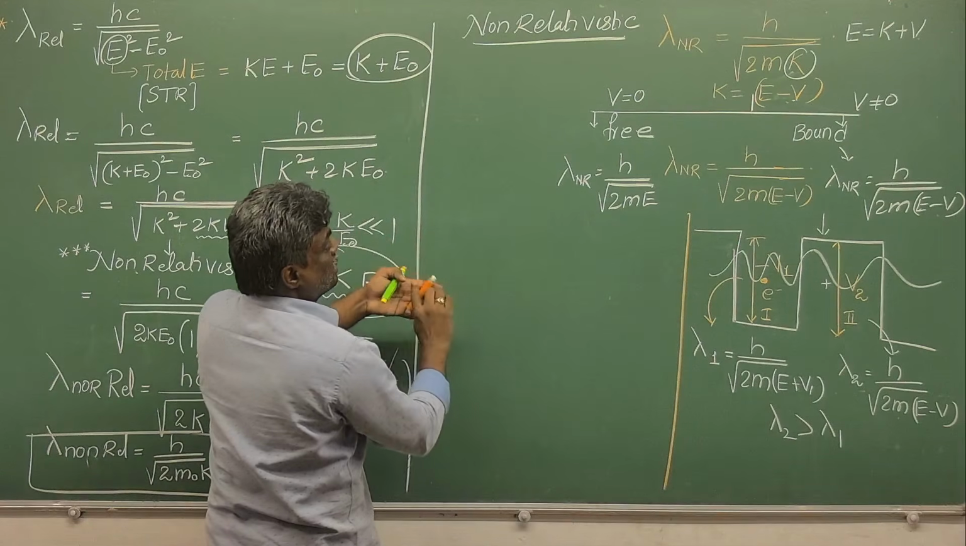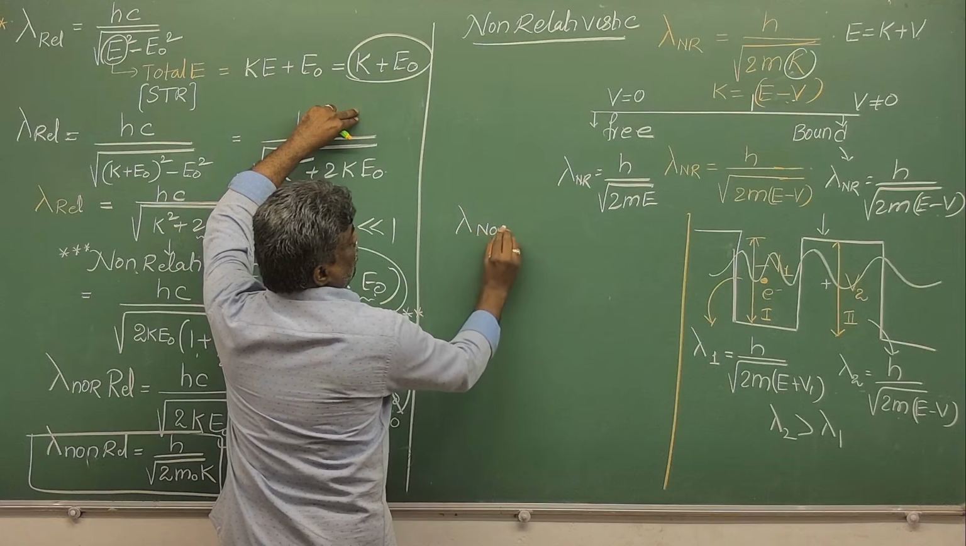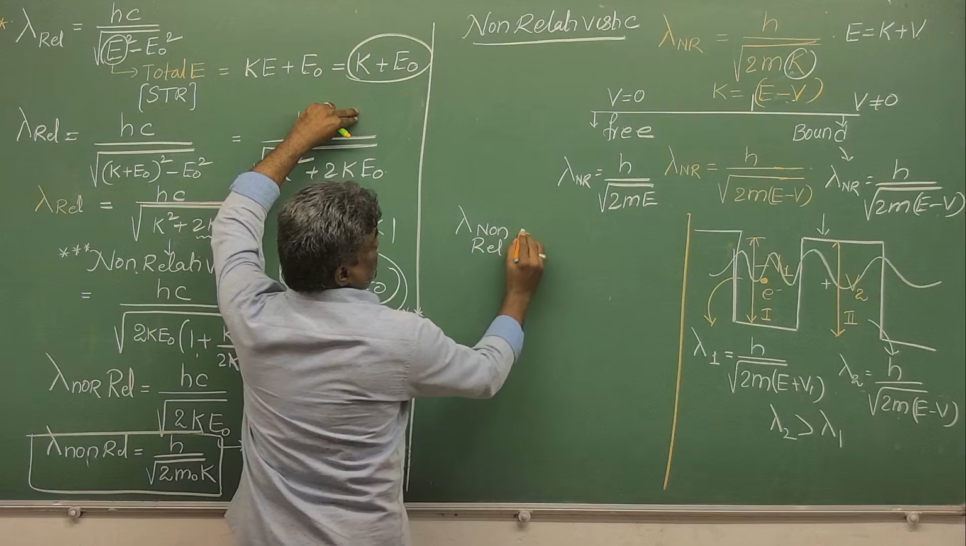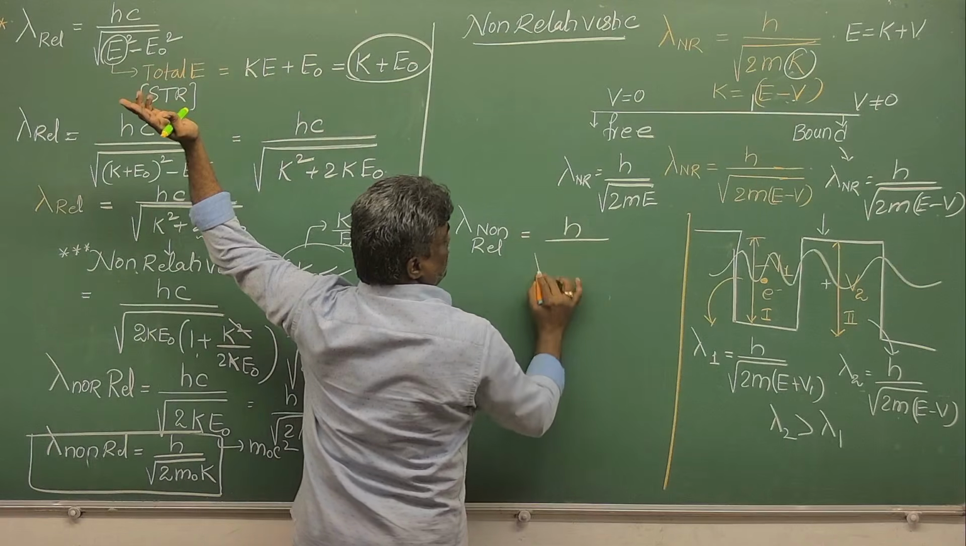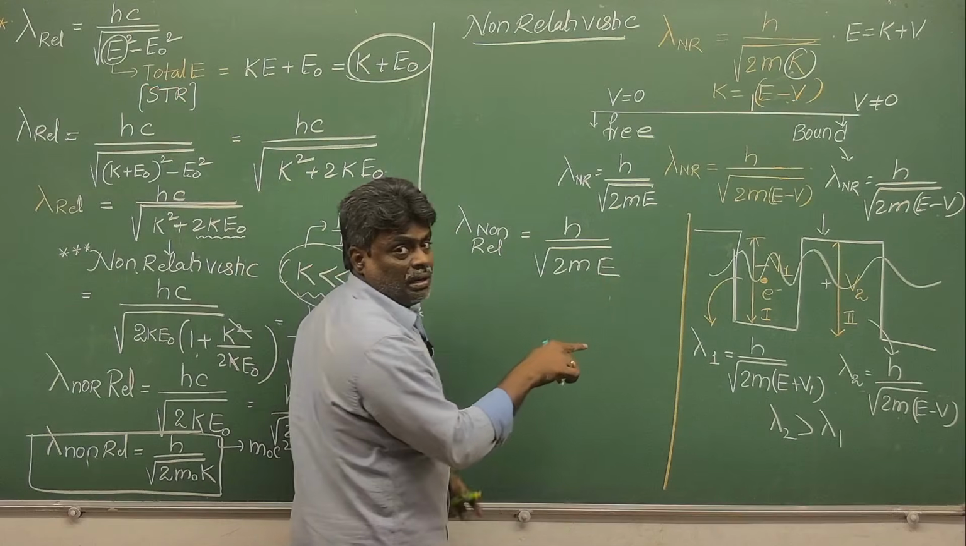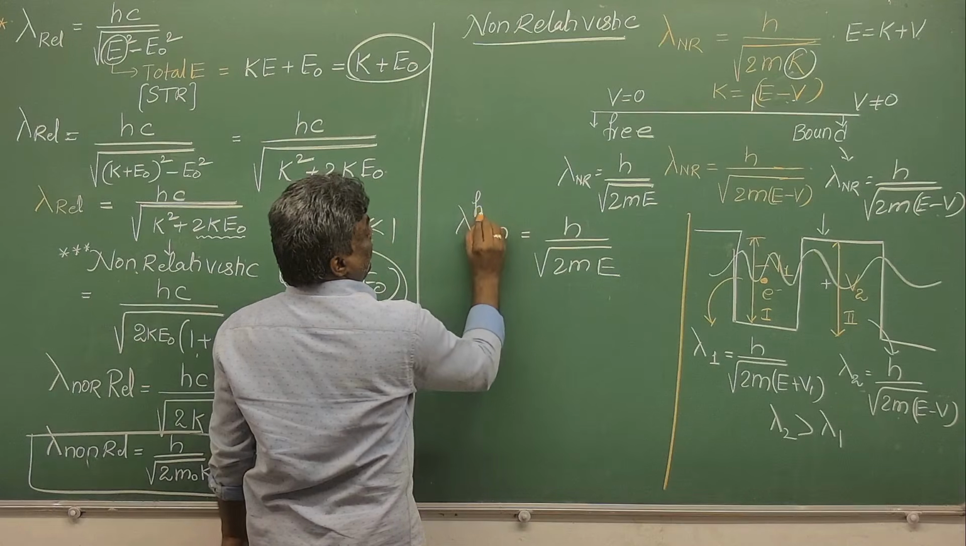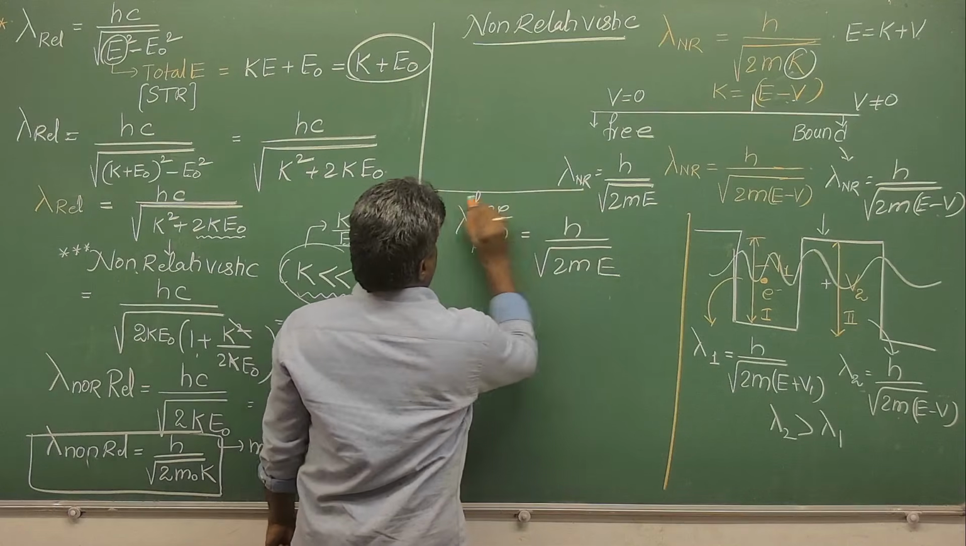Now come back to this final conclusion. The de Broglie wavelength of a non-relativistic particle equals how much? h/√2mE when the potential energy is 0. Which particle? That's it. Come on, write it down.